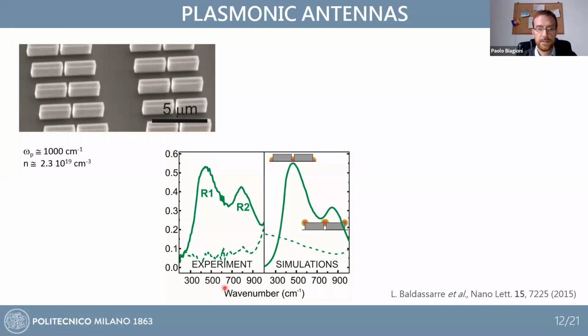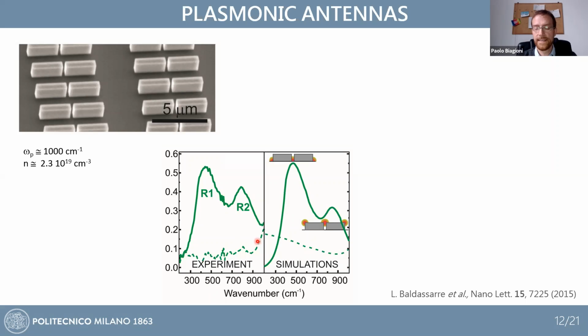First of all, we measure extinction spectra. So this is the experimental extinction spectrum from these antennas. And you can see that there are 2 peaks which can be related to plasmonic resonances. Indeed, these peaks disappear when we measure the same material without doping, which is the dashed line. The same antennas without doping, which is the control.